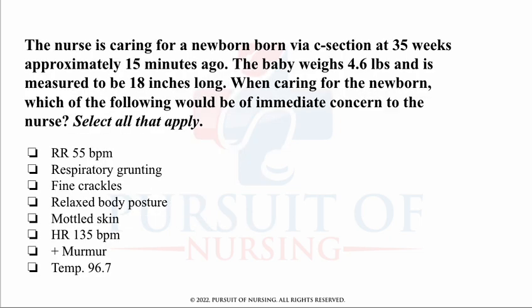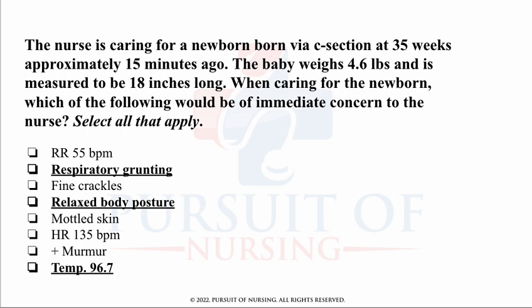All right, this is a multiple response select all that apply, testing knowledge of physiological integrity. The nurse is caring for a newborn via C-section at 35 weeks. The newborn was born at 35 weeks, approximately 15 minutes ago. The patient weighs 4.6 pounds and is measured to be 18 inches long. When caring for the newborn, which of the following would be of immediate concern to the nurse? Select all that apply. So which of these findings are abnormal and would be of concern to the nurse?